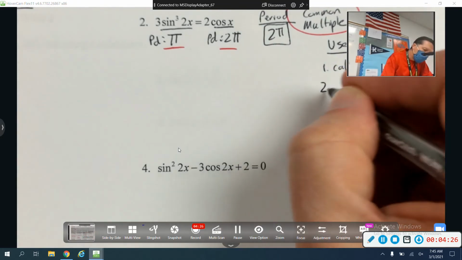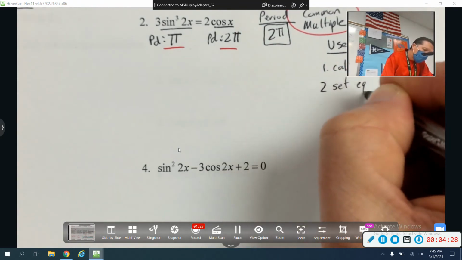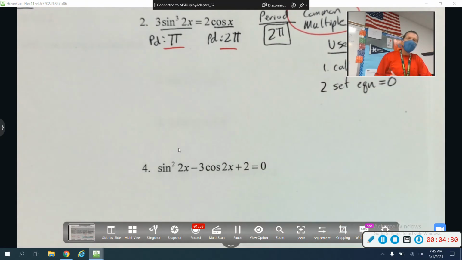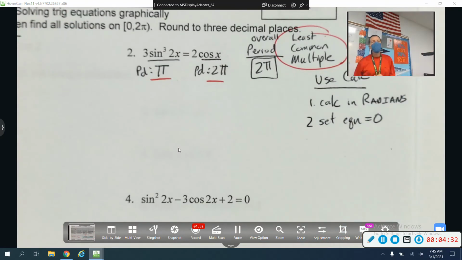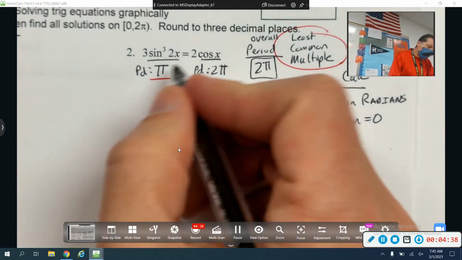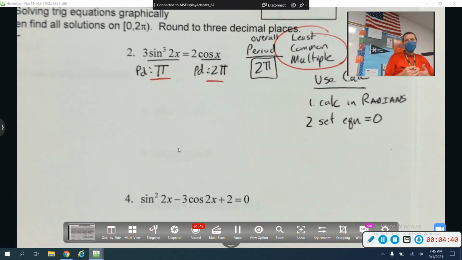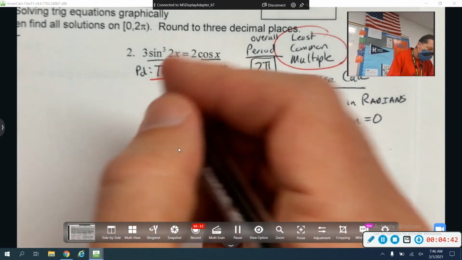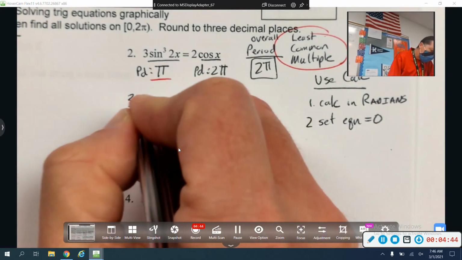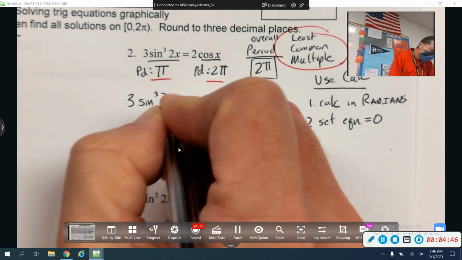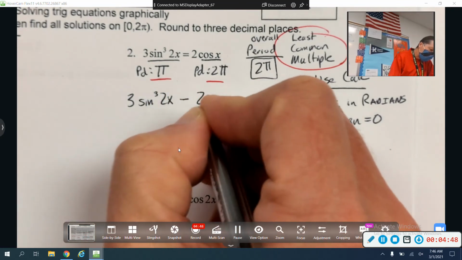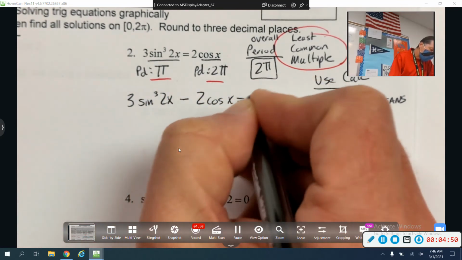Step number 2, set your equation equal to 0. Because it's a whole lot easier for your calculator and for you to find answers if it's equal to 0. So let's move everybody to one side. Doesn't matter which side, but let's move everybody to one side. So 3 sine cubed 2x minus 2 cosine x equals 0.